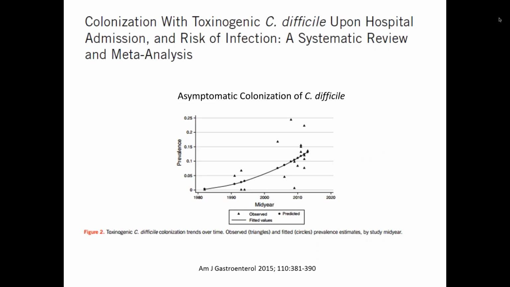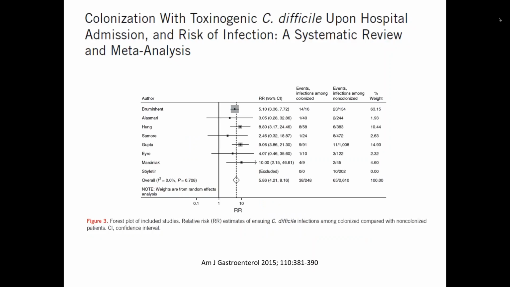And that goes along with, obviously, the increasing community onset rates of C. diff as well. This study also looked at the relative risk of infection in patients that were asymptomatically colonized compared to those that were not. And really, to no surprise, there was a significant risk there, almost 6 times that of the asymptomatic colonized patients for going on to develop C. diff infection. And that's a pretty good I-squared value, so it's a low heterogeneity study.